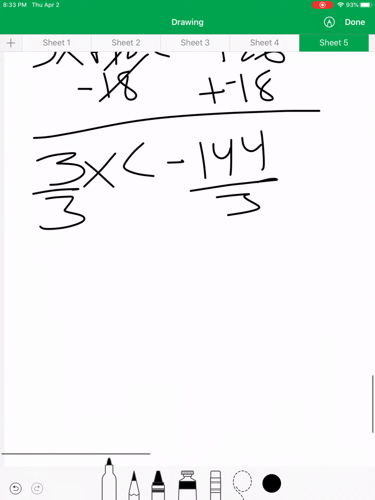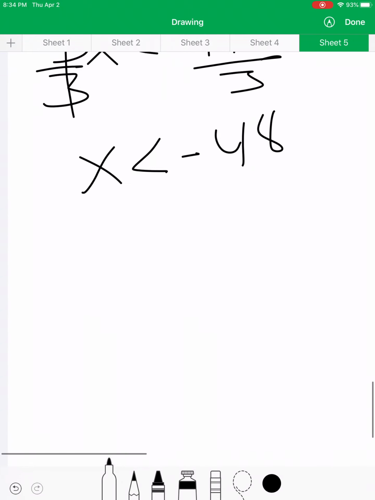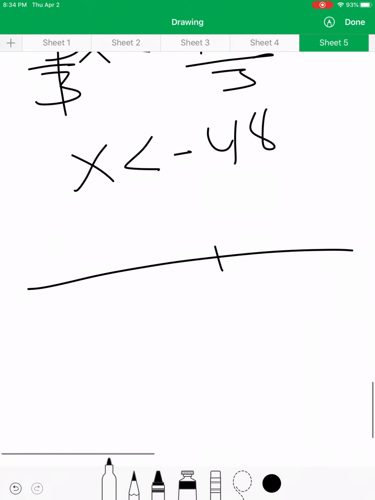Notice I said divide by 3, okay? Some of you will be tempted to change the direction of the inequality sign. However, you are not multiplying or dividing by a negative. Rather, you're dividing into a negative, and it goes in negative 48 times. Don't make that mistake, all right? Don't change it unless you multiply by a negative or divide by a negative.